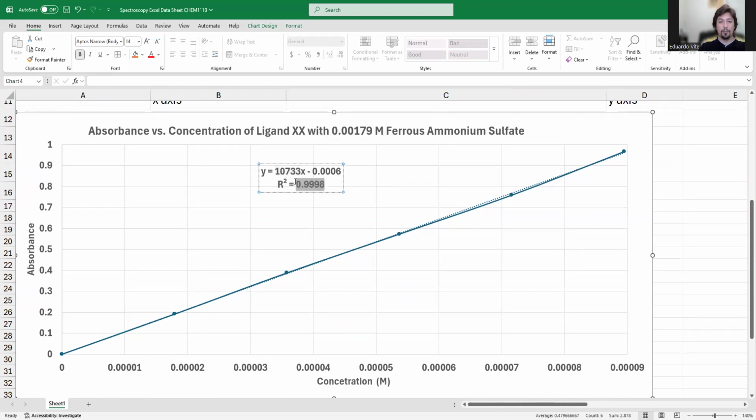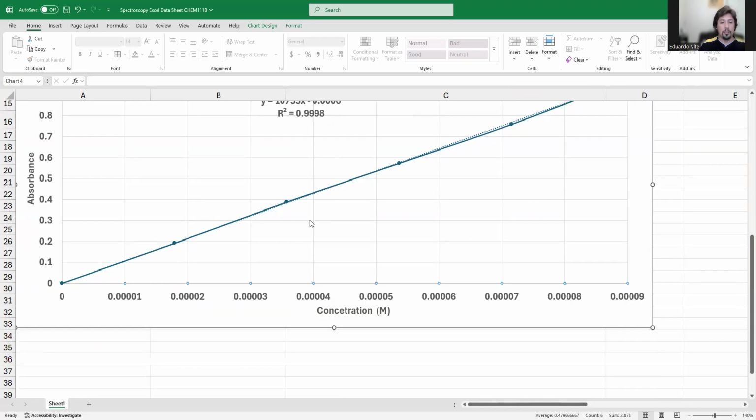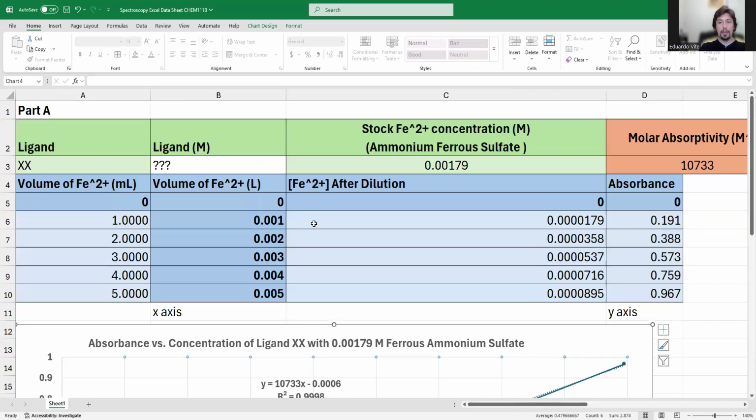And you can see here my R square value. You always want to display your R square value because I want to see how close your data matches a linear trend. And here we have 0.9998. That's pretty good. So this is what the chart should look like. Make sure you have this.